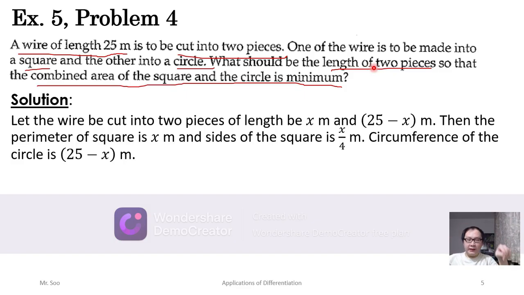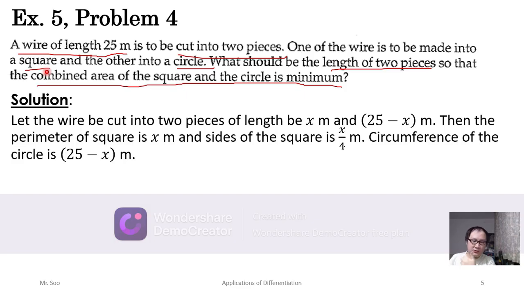We know the perimeter of a square is just the border, the outline, correct? And the first piece of wire, like what the question says in the second statement, is to be made into a square. So the entire x meter I take to create a square, and a square has basically 4 lines, correct? Hence the border of the square, which is equivalent to the perimeter of the square, is x meter: side 1 plus side 2 plus side 3 plus side 4 equals x.